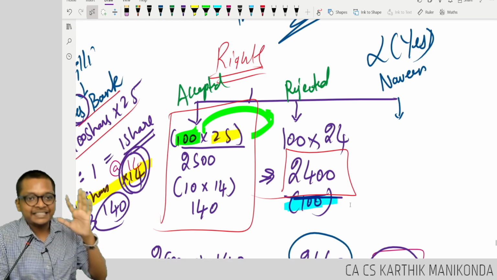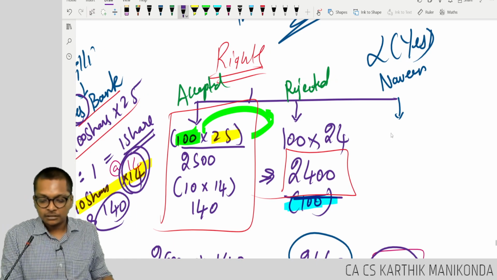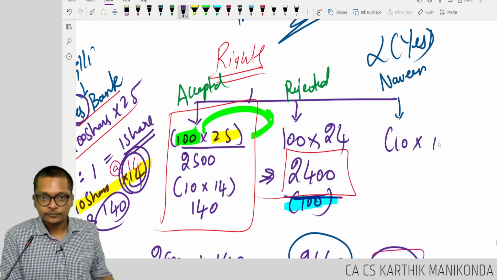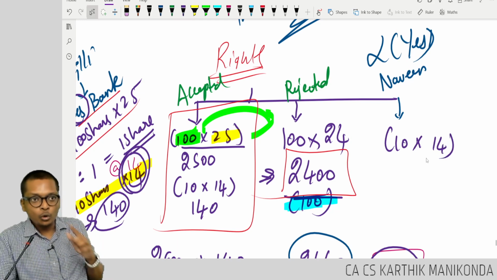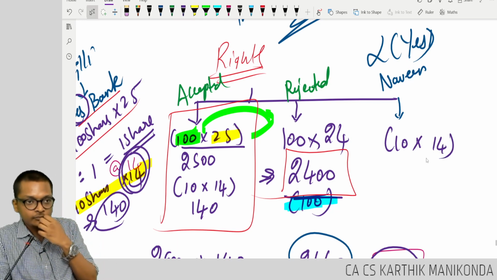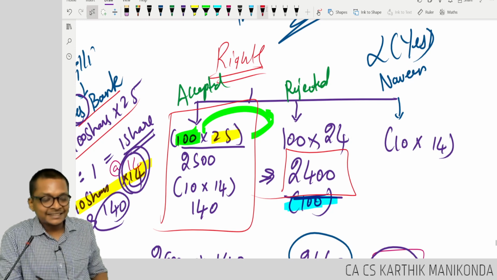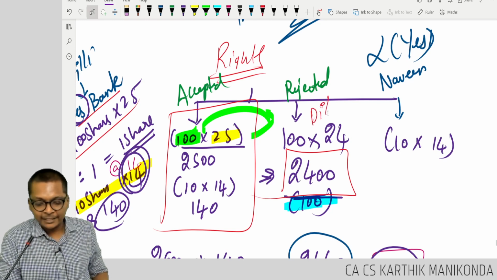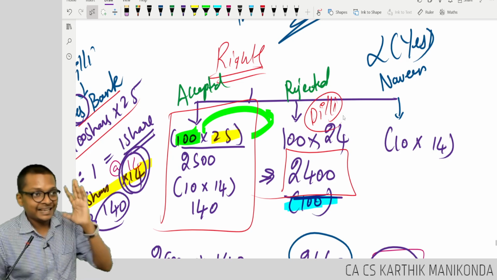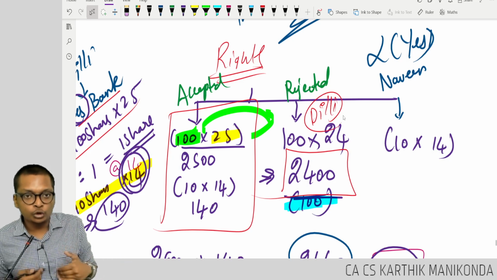He wants these rights shares. What are the rights shares? 10 shares at 14. Who has the right to buy this? Only existing shareholders. Who is my existing shareholder? Delhi. Delhi has the existing right, but he doesn't want to use this right.